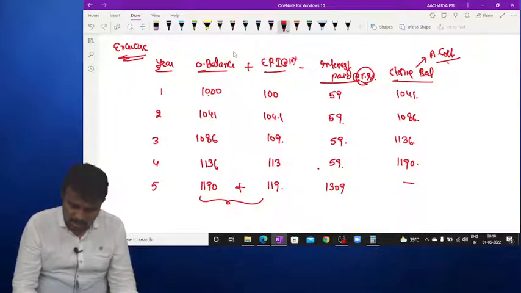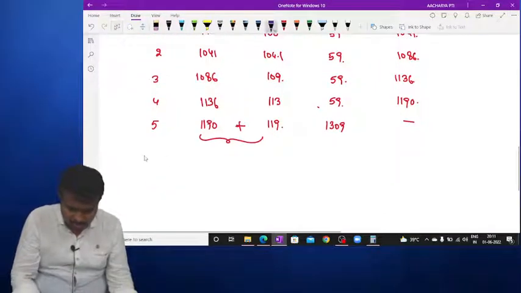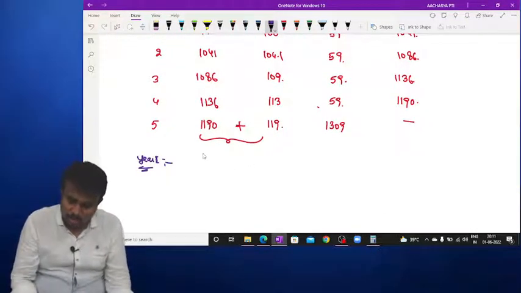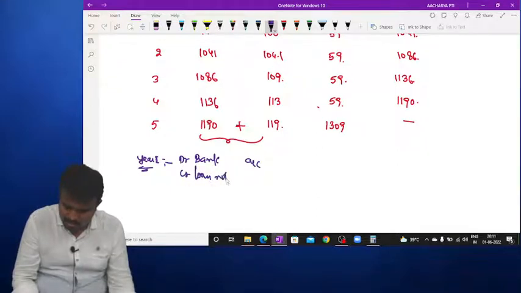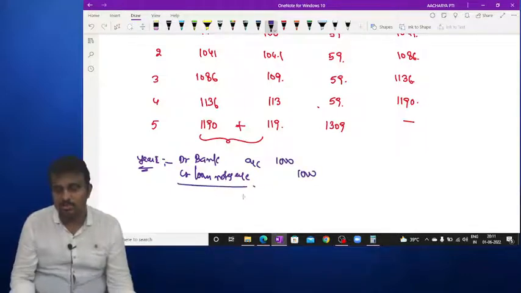So here in year 1, when the loan notes are obtained, we have to write the entry. Debit bank account, credit loan notes, which is a financial liability. The amount is 1000 on each side.